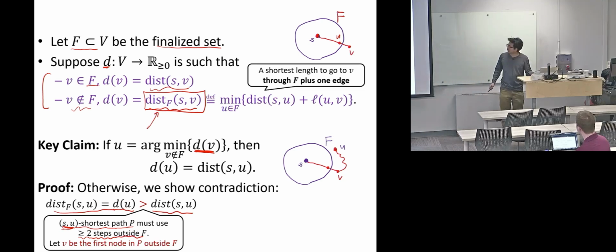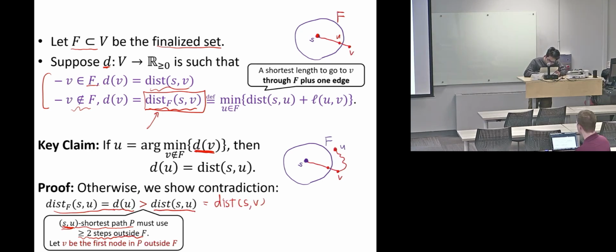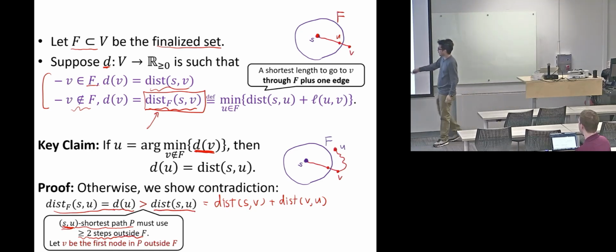V is not U. And so I can write down like this. The distance from S to U is the same as distance from S to V plus distance from V to U. And this is just the property of shortest path, right? When you look at the shortest path and take a sub interval of it, you can just sum them up.